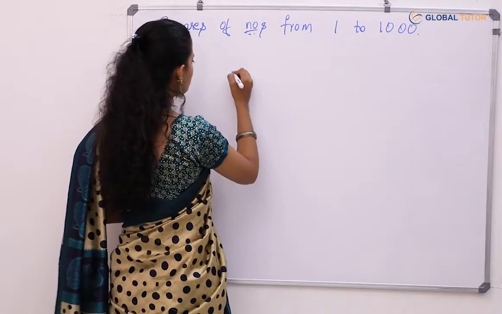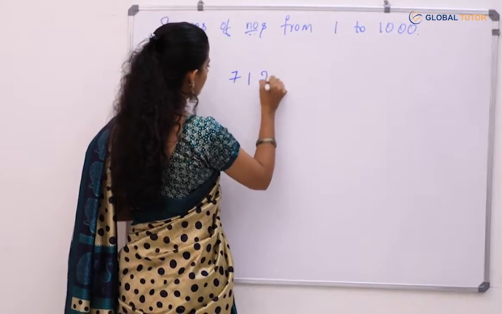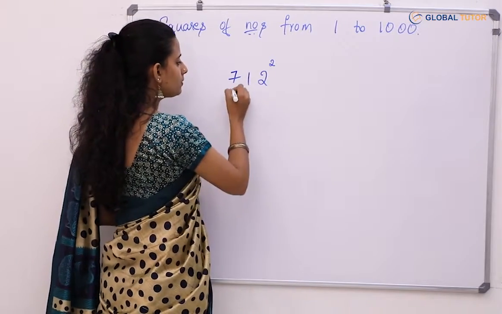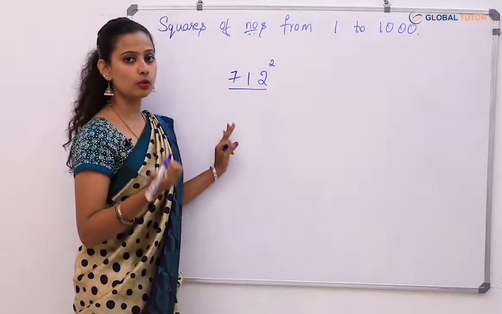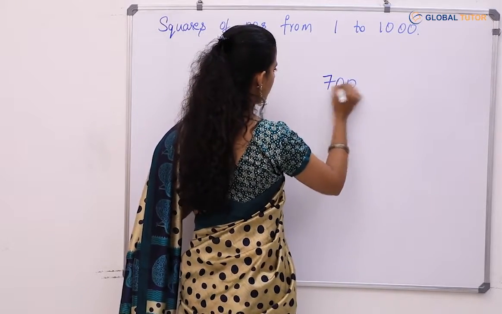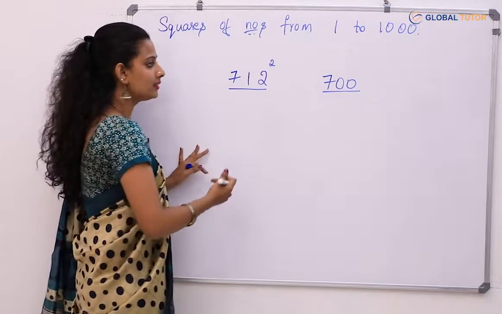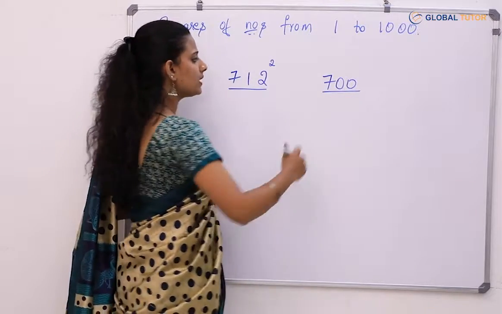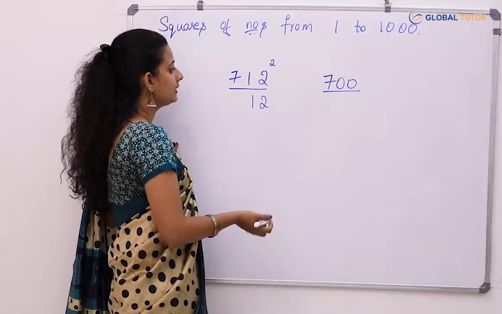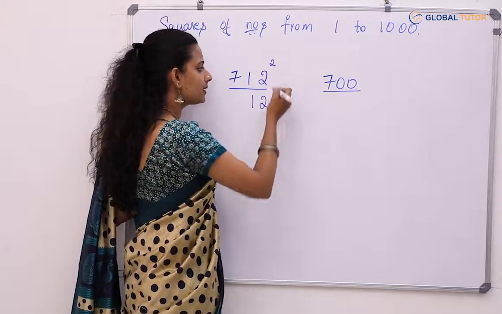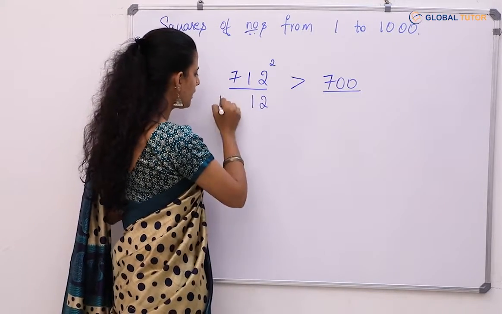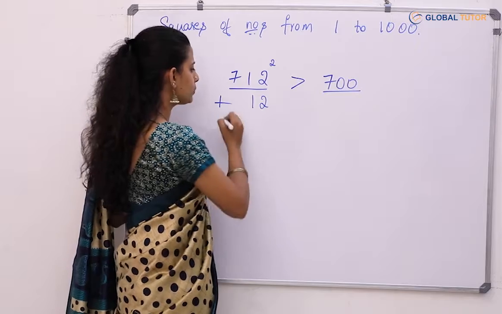Let's take a number 712. Now we have to find out the square of this number. Now 712 is close to which hundred? 700. Right? So now what is the difference between 712 and 700? It is 12. Now because 712 is greater than 700, you add 12 to 712.